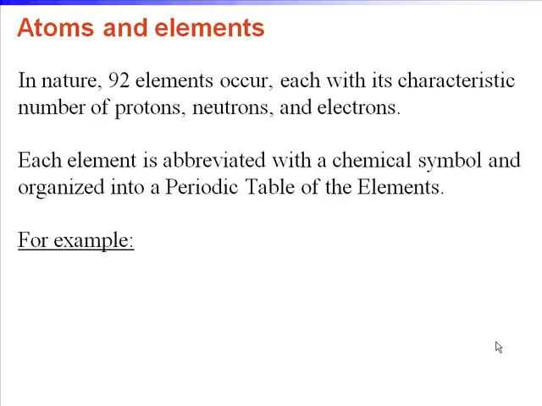Atoms and elements. In nature, there are 92 elements, and essentially an element is a fundamental type of matter that cannot be broken down into substances with other properties under normal circumstances. Chemists recognize 92 naturally occurring elements, elements that occur in nature, and there are 20 artificially created ones, ones that can only be created in the lab under very specific conditions.